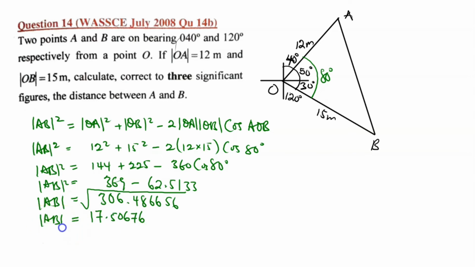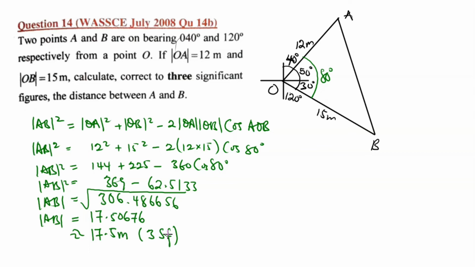But remember, we are asked to leave AB, the distance between A and B, to 3 significant figures. So to 3 significant figures, we are getting AB as 17.5, and the unit is meters. That is 3SF. I believe you followed the lesson carefully, and it's so simple. The cosine rule is very, very important for you to understand.